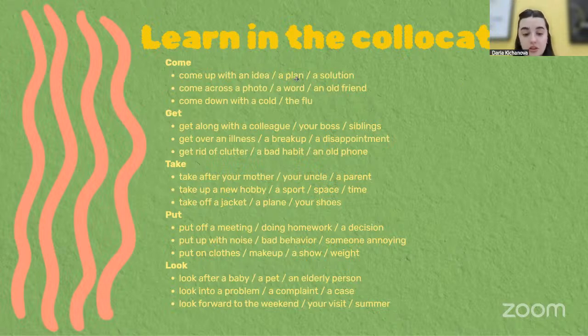Or, for example, let's take one more example with preposition with phrasal verbs. Let it be put up with. Put up with someone annoying. So there, I hope that put up with is like to accept something unpleasant. And when we have the collocation put up with someone annoying, you can understand that it is something that you don't like, but you need to live with it. So it's put up with.